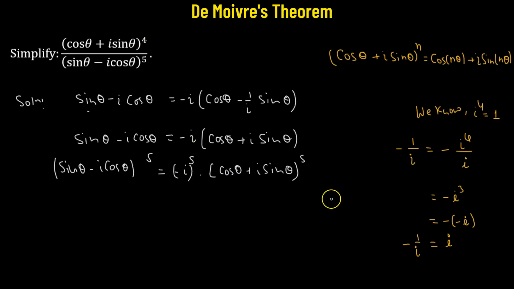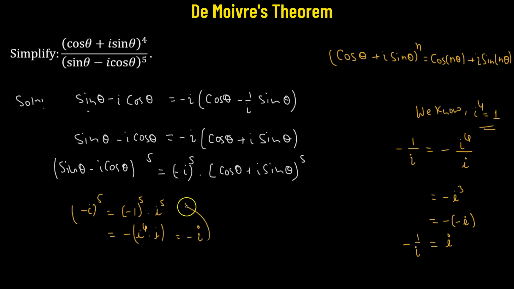Let's find this value as well. We have (negative iota) whole raised to the power of 5, which is simply equal to negative 1 raised to the power of 5 times iota raised to the power of 5. Negative 1 raised to the power of 5 is negative 1, and iota raised to the power of 5 is iota raised to the power of 4 multiplied by iota. We know iota raised to the power of 4 is equal to 1, so negative iota raised to the power of 5 is simply equal to negative iota. We can replace it here, which gives us negative iota times (cosine of theta plus iota times sine theta) whole raised to the power of 5.